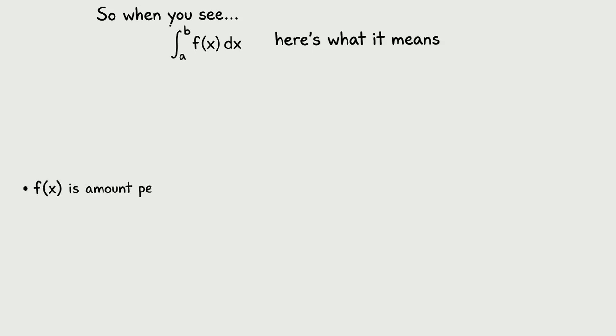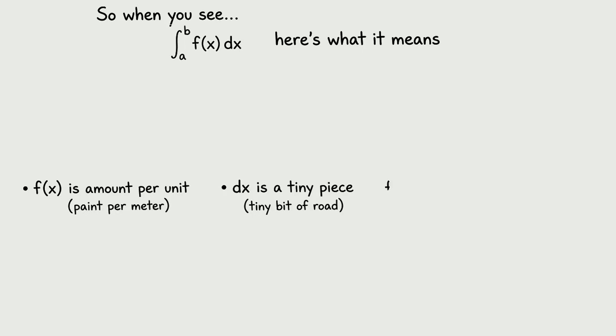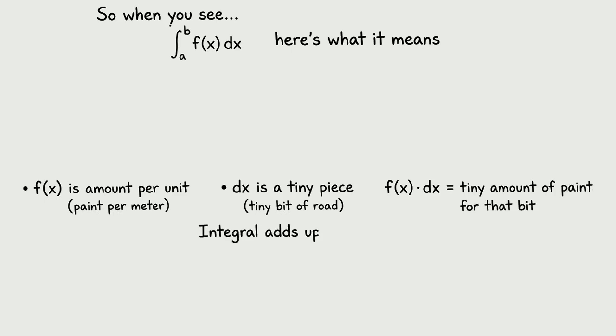So when you see something like integral from a to b of f of x dx, here's what it means. f of x is the amount per unit, like paint per meter. dx is a tiny piece of the domain, like a tiny bit of road. f of x times dx is the tiny amount of paint needed for that tiny bit. And the integral adds up all those tiny amounts from a to b.